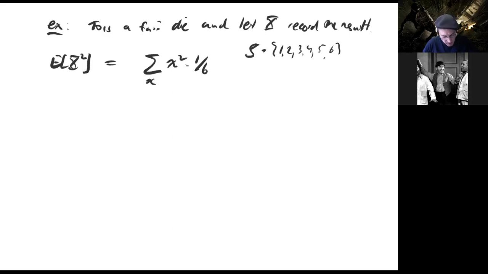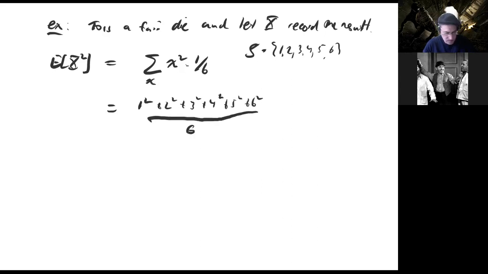So now what are the possible values of x? The possible values of x are 1 through 6. So this becomes 1 plus 2 plus 3 plus, oops, I didn't do that right. That's the expected value of x. I want to do x squared. So it's 1 squared plus 2 squared plus 3 squared plus 4 squared plus 5 squared plus 6 squared over 6. And this gives you 91 over 6 if you do the addition.